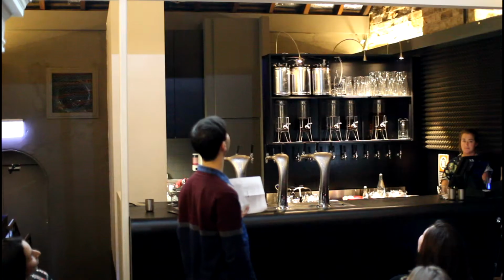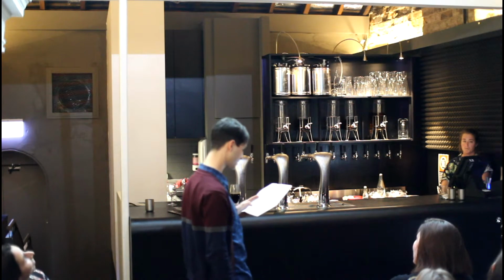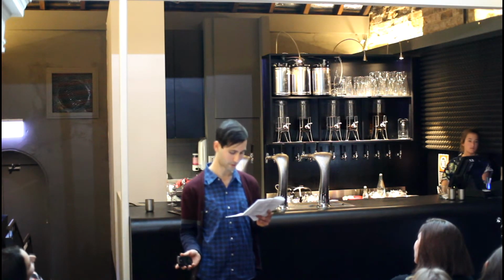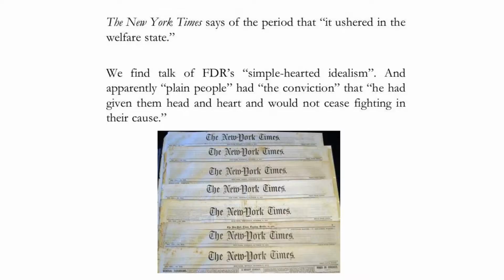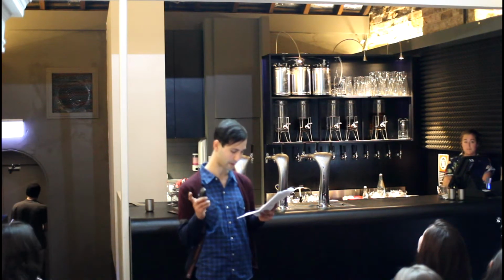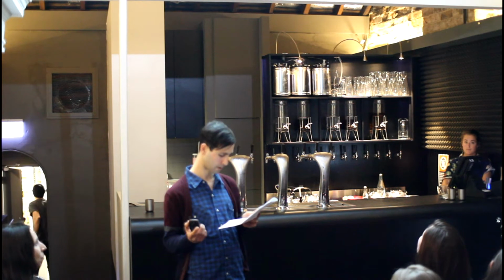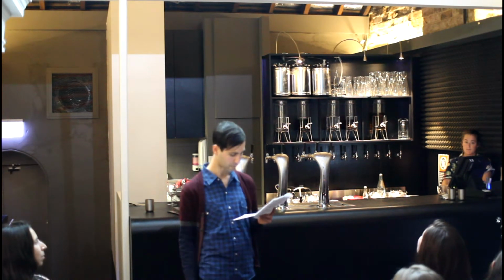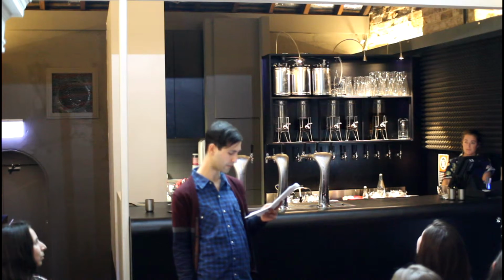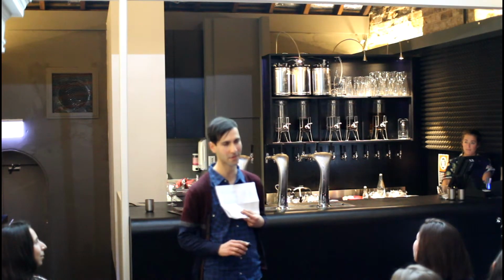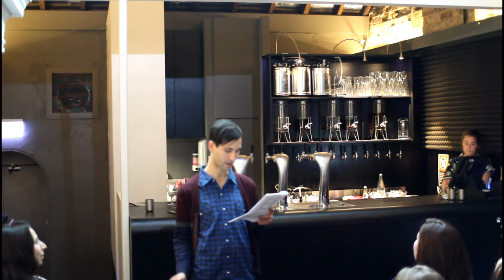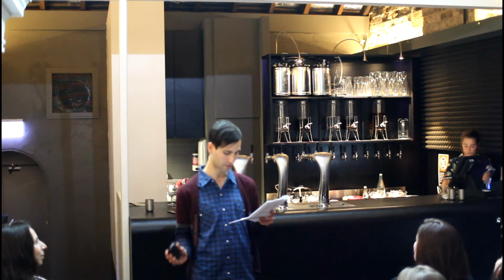Okay, so about the New Deal. The New York Times, for example, says of the New Deal that it ushered in the American welfare state. And it talks of FDR's simple-hearted idealism. Apparently, at least according to the New York Times, plain people, whoever they are, had the conviction at the time that FDR had given them head and heart and would not cease fighting in their cause. There's a mountain of literature about FDR, how he was the leader of the nation in tough times, and the usual cliches.